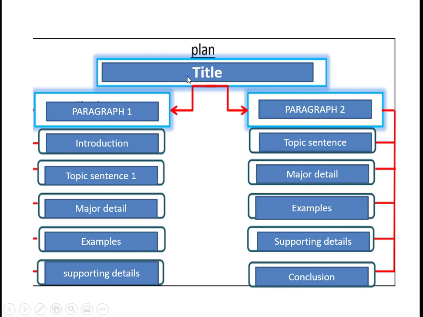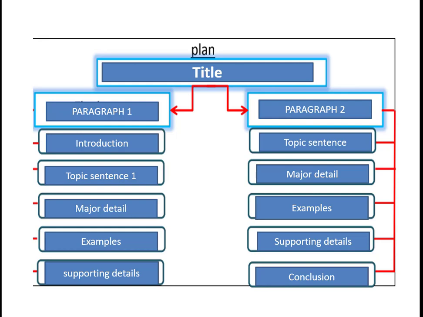Here we are going to write the title, the main title that we are going to talk about. And then in paragraph 1 we should start with the introduction to give a hint about what we are going to discuss in these 2 paragraphs. After that we should write a topic sentence. Topic sentence, that means the main idea that we are going to discuss. So first we start with an introduction, one or two sentences through which we know what our topic is about.